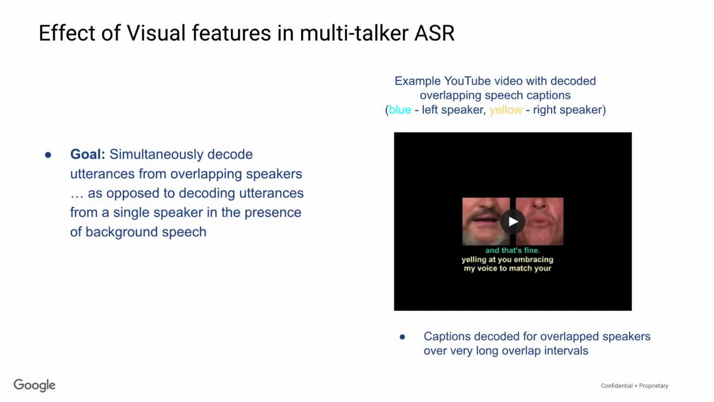As an example of the problem, I have a video made from the mouth tracks of two overlapping speakers. The transcriptions at the bottom of the screen are obtained from an audiovisual multi-talker model. The text in blue corresponds to the speaker on the left, and the text in yellow corresponds to the speaker on the right.